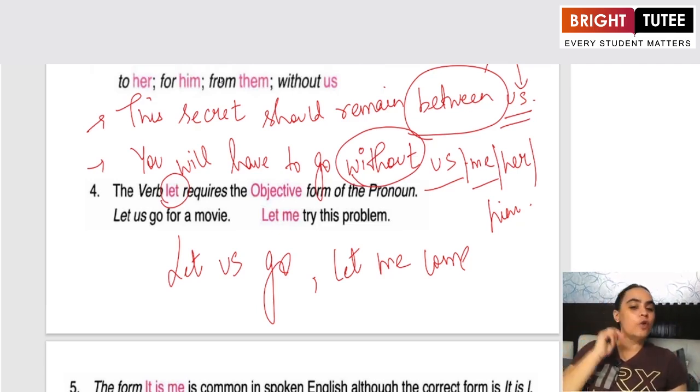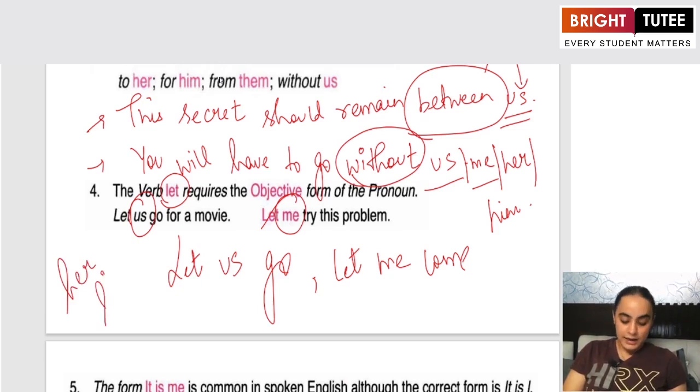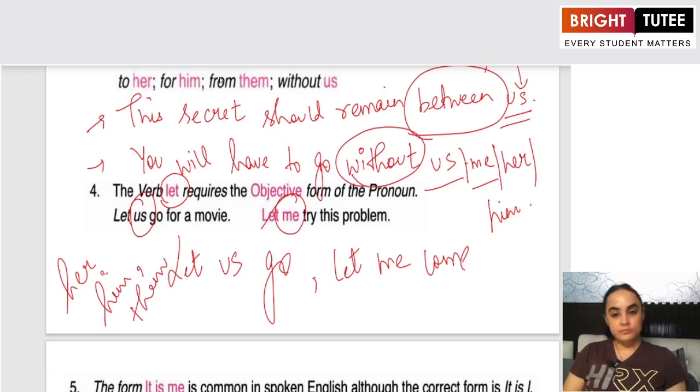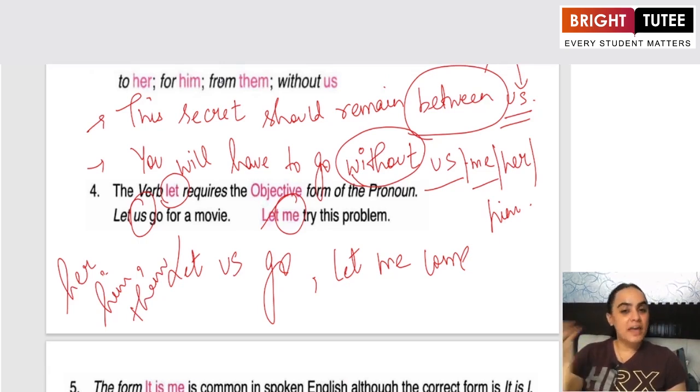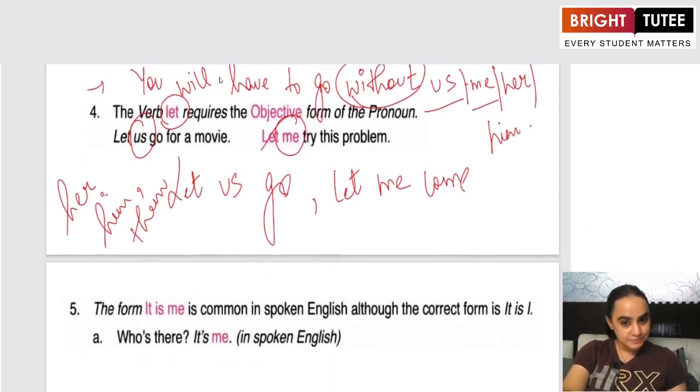So there are just two objective forms of pronouns which are used after let, that is us and me. I can never say let I go for a movie. Let her, at times we say let her also. So her can also be used. Let him go for a movie. Let them go for a movie, right? So us, me, her, him, them. These are all those objective forms of pronouns which are used after the verb let.